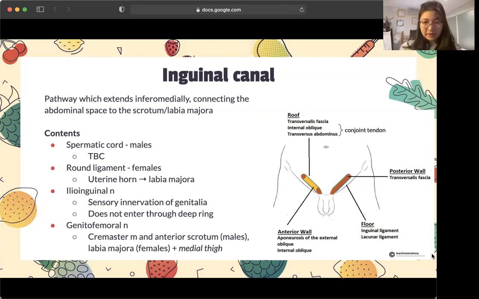In terms of the contents, you've got the spermatic cord in males and the round ligament in females. We'll touch on the spermatic cord a little more in the next slide. Then we've got two nerves. We want to be aware that there are only two nerves going through the inguinal canal. Usually in an MCQ, they say a particular nerve is damaged in some kind of inguinal canal surgery, so you can already limit your options to just two nerves. The ilioinguinal nerve provides sensory innervation to the genitalia, and the genitofemoral, look at the word, has genital area and femoral area as well. So we're thinking the anterior scrotum in males and labia majora in females, as well as the thigh.